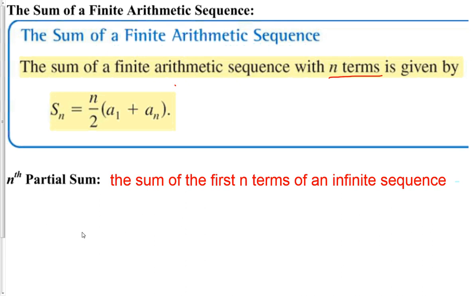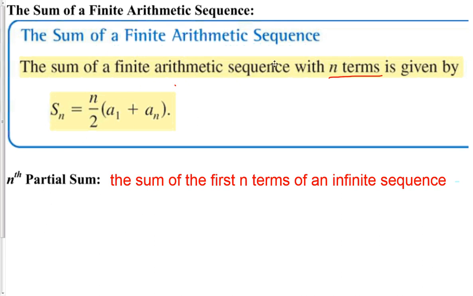Next, the sum of a finite arithmetic sequence. What we're talking about here is, going back to the old pattern, 3, 7, 11, 15, 19, 23, etc. Say I'd say, given that pattern, find me the first 15 terms, right? That would be a partial sum. And what we have is a pattern here, right?